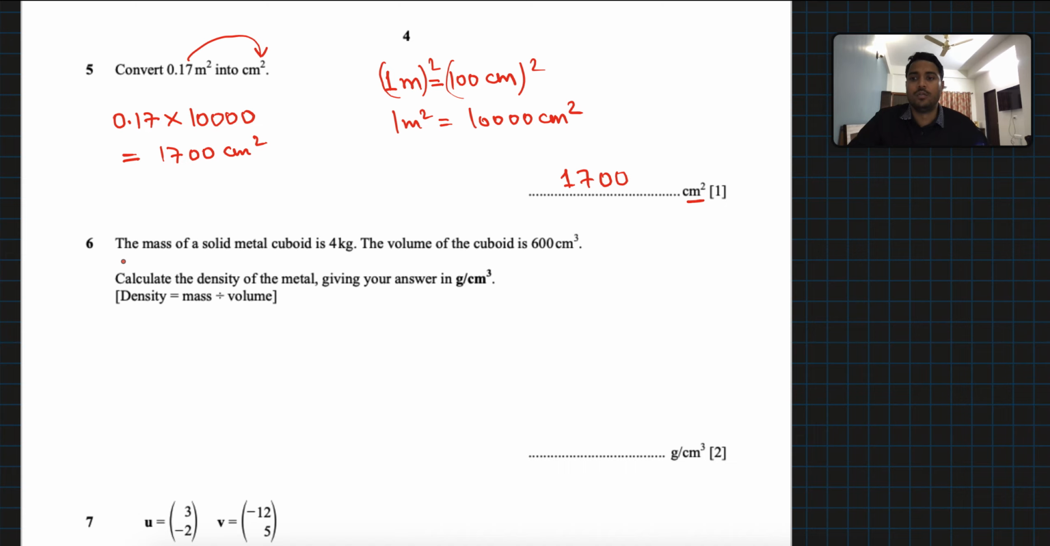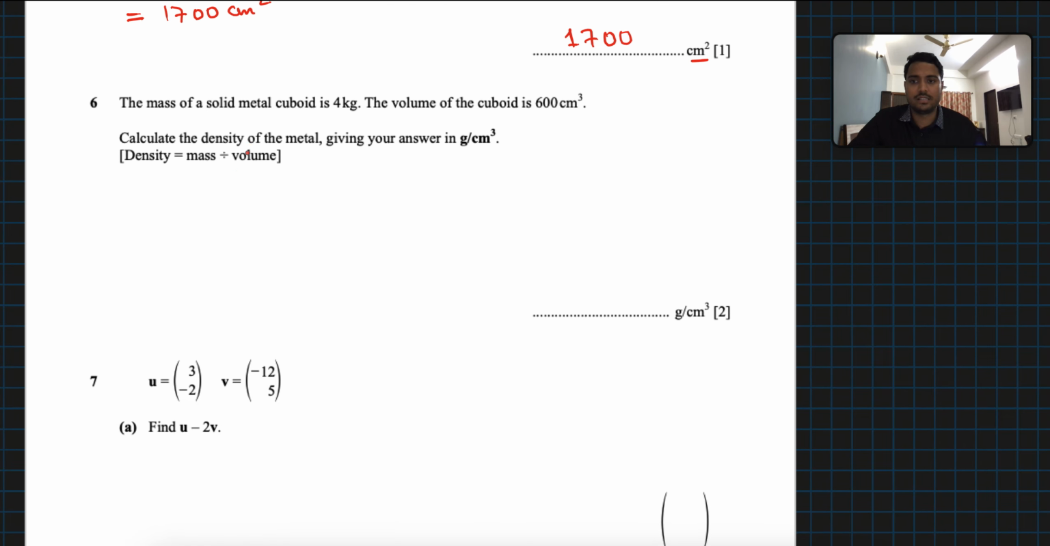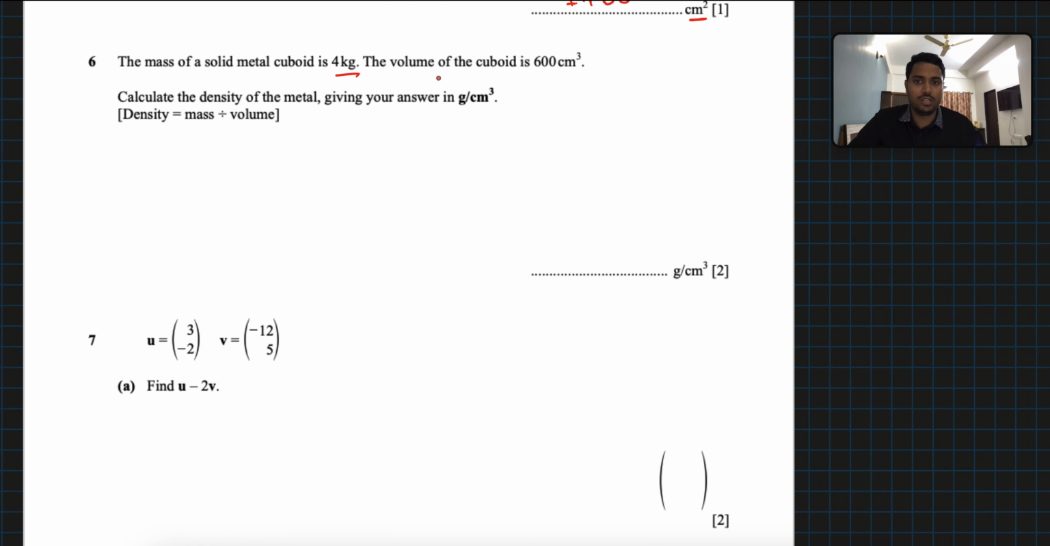Moving on to question number 6 now. It says the mass of a solid cuboid is 4 kg. The volume of the cuboid is 600 centimeter cube. Calculate the density of the metal. So density is mass upon volume. This is already given to us, but we should always remember certain formulas. Give your answer in gram per centimeter cube. So first we have to convert 4 kg to grams, so that is 4,000 grams. And mass upon volume will give us the density, so divided by the volume, that is 600.